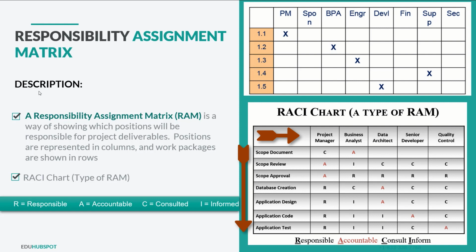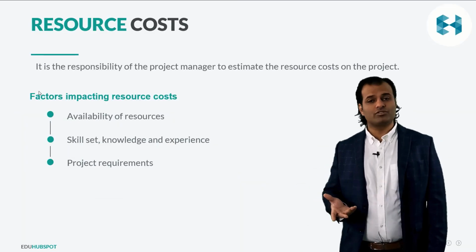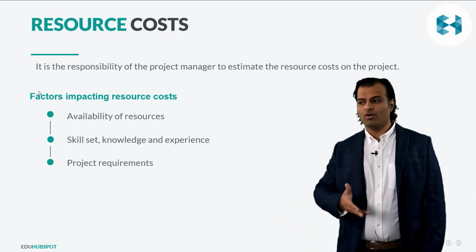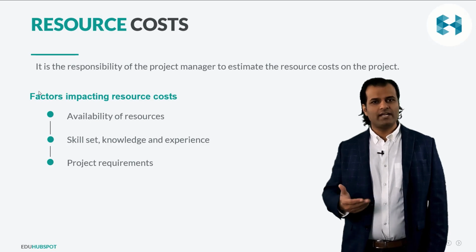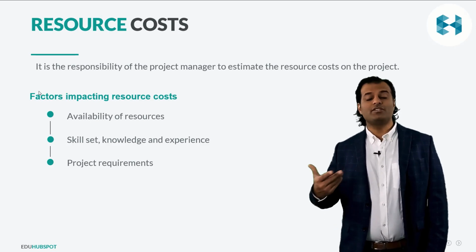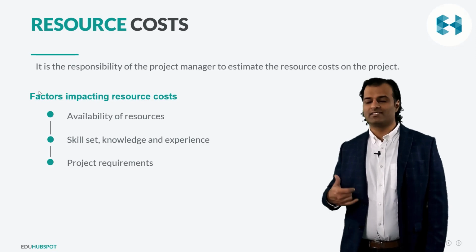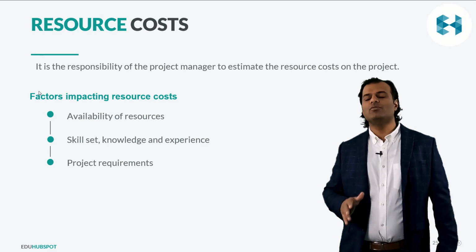So that's your accountable. Of course, you take into consideration the resource cost. One resource you can get for $10 per hour, or you can get a resource for $1,000 per hour or $100 per hour, right? So you need to take into consideration the resource cost. That's how you will do the planning, right? Their availability, their skill set, the requirements of the project, all that you have to take into consideration.